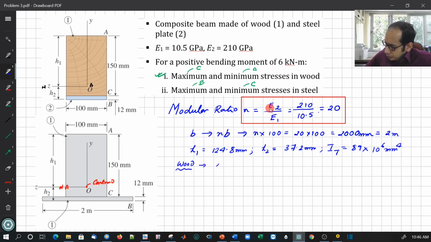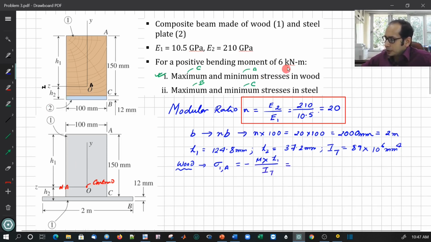What I'm going to write over here is that for wood, I'm going to have sigma 1, which is the one representing the material 1 at A, where the minimum stress occurs, equal to what? Now I know it is compressive already, so don't be bogged down by the signs, it is compressive. I'm just putting a negative over here. It's going to be minus M times this height over here, this is h1, by I. Simply I've applied the I for the transformed section, so that is easy to calculate.